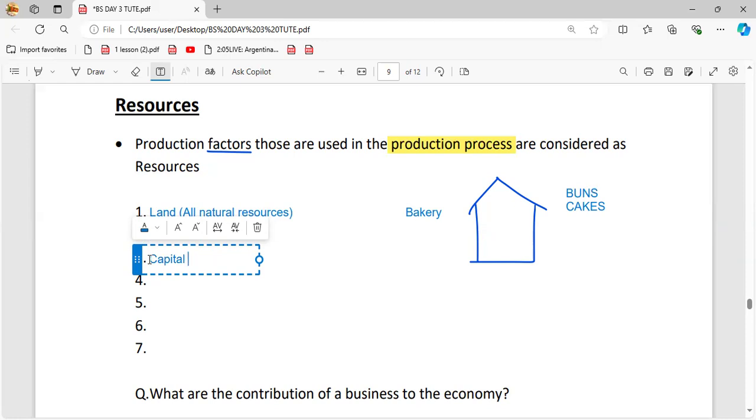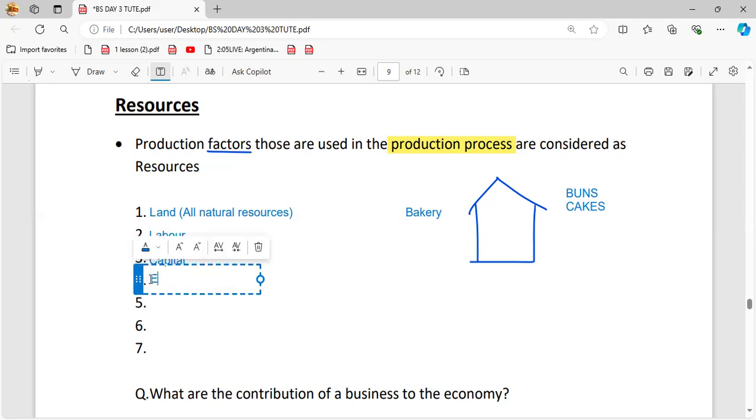Machineries means what? Like an oven. In order to bake the buns and everything, you need an oven. And the beaters are there in order to mix everything. Therefore, capital means some kind of machineries which you use in the production process. Did you understand? You will learn this in depth when it comes to economics. But in business studies, we are not learning up to that extent. Am I clear? Right. Land, labor, capital, and entrepreneurship.